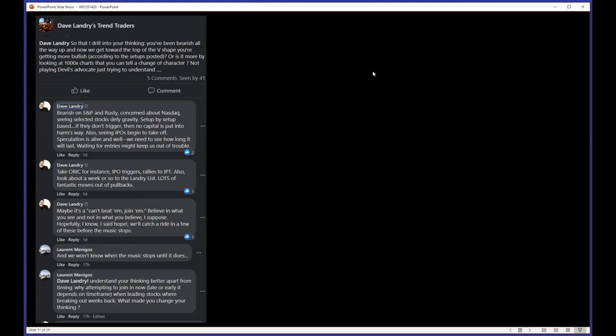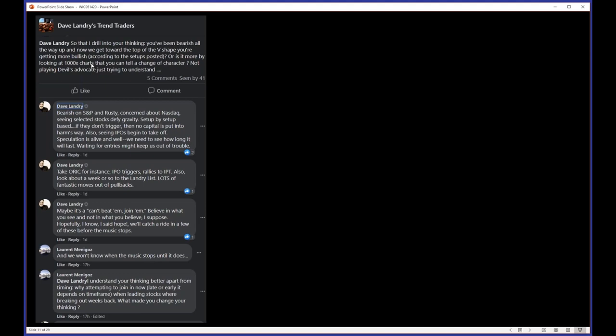Okay, somebody in the Facebook group was asking me, it says, so to drill down your thinking, you've been bearish all the way up, and now you're getting towards the top of the V-shaped recovery, and you're getting more bullish, according to setups posted. Or is it more that by looking at thousands of charts, you can tell a change of character? Not playing devil's advocate, trying to understand. Okay, so we'll flesh this out in a lot of detail.